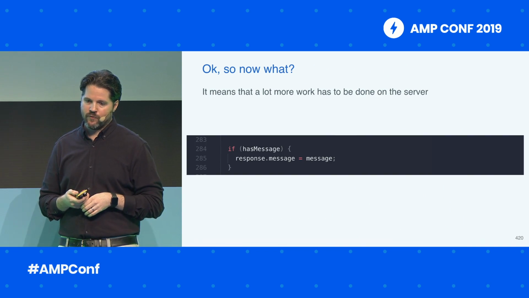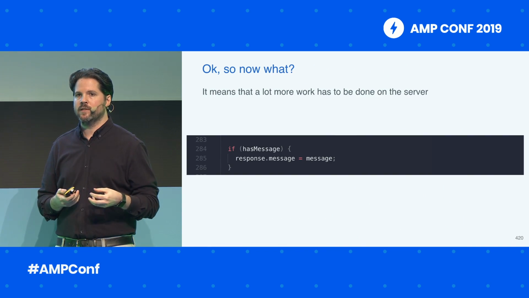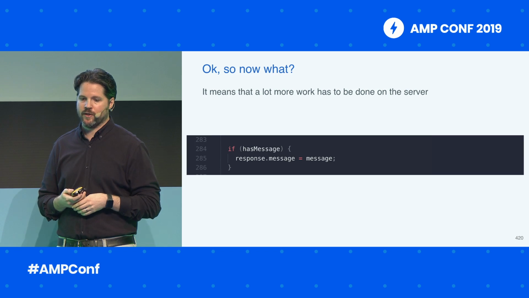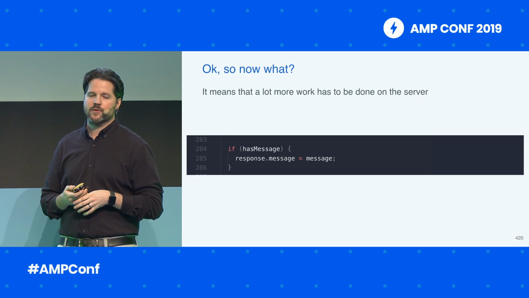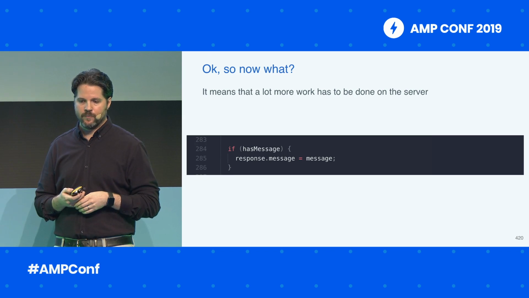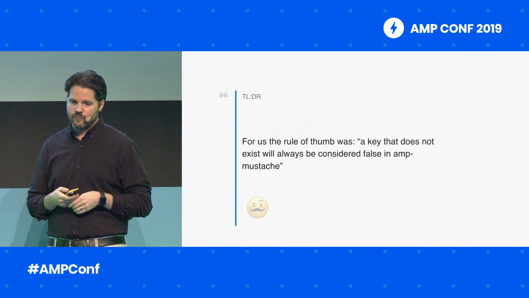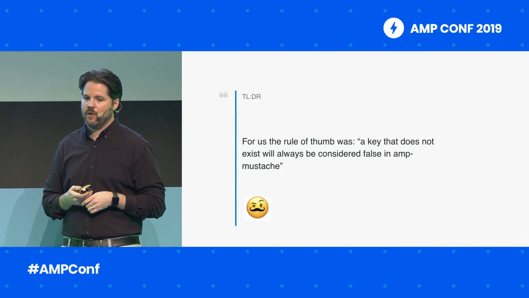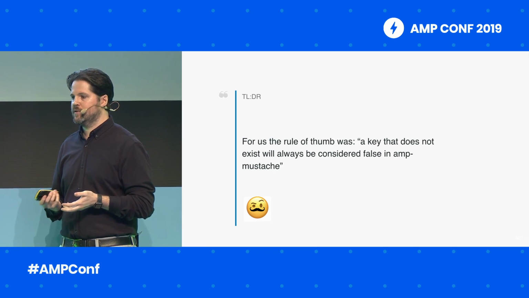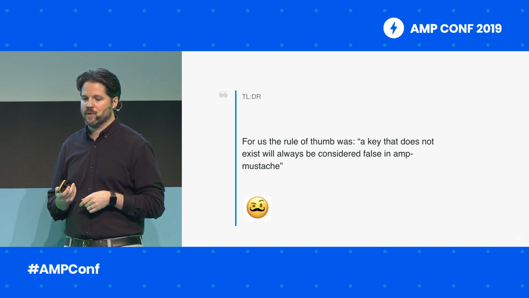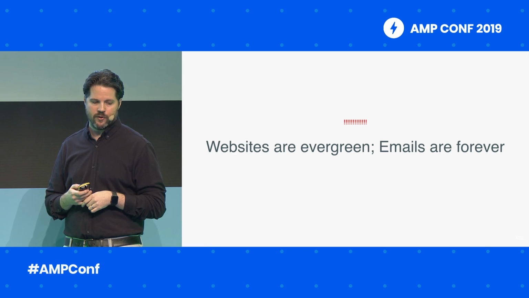So the bigger implication for us here meant that the server needed to do a lot of conditional checks and only attach the variables to the response JSON payload if the value would have been truthy. So for us, the general rule of thumb was a key that does not exist will always be considered false in AMP mustache, and it's worked well for us so far.